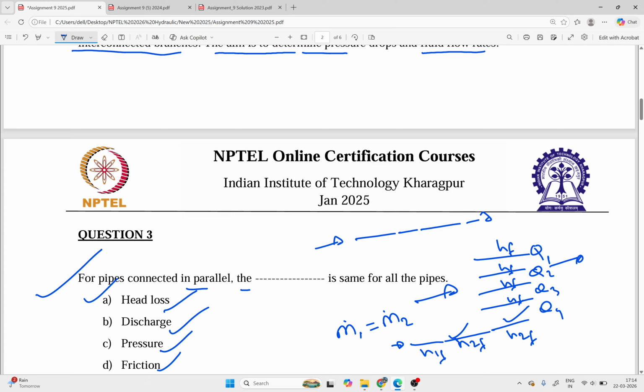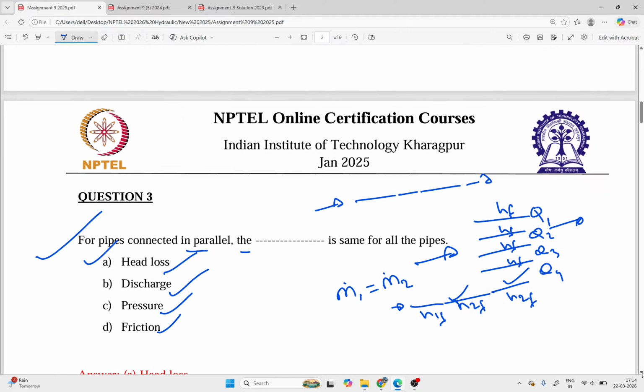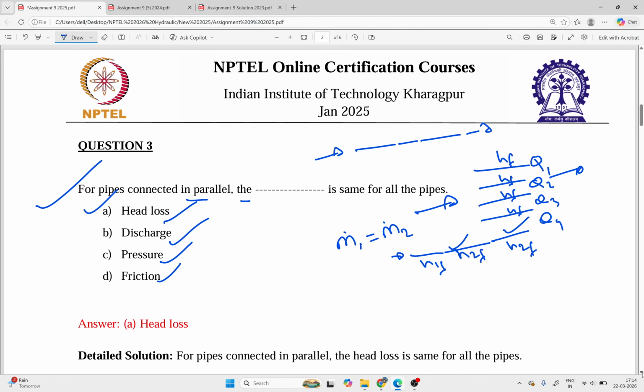Okay, so we have a question on that also, so we'll see. This is some basic understanding about your parallel pipe and the series pipe. That concept will help you a lot when you solve the question.